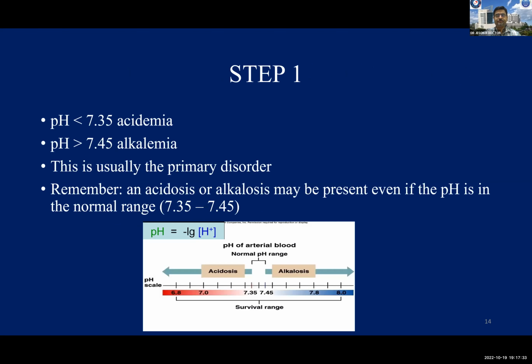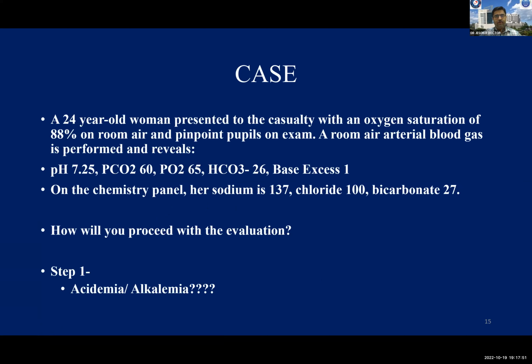So moving on to step 1, you have the pH between 7.35 and 7.45, which is the normal range. Anything below 7.35, as you all know, is acidosis, and above 7.45 is alkalosis. To give you a case scenario, a 24-year-old patient presented to the casualty with an oxygen saturation of 88%, and the arterial blood gas was pH of 7.25, PCO2 of 60, PO2 of 65, bicarb of 26, base excess of 1. On the chemistry panel, her sodium was 137, chloride 100, and bicarb 27. How will you proceed with the evaluation?